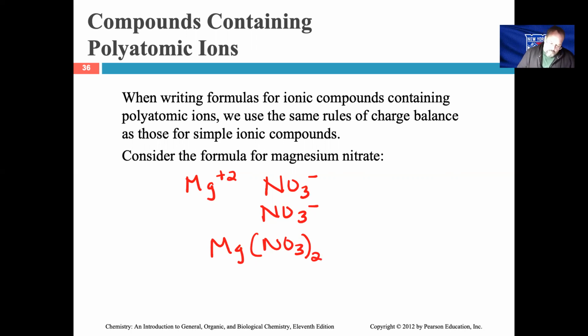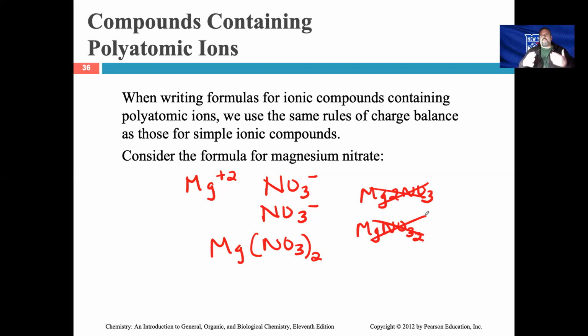All right. What you can't do is you can't stick a 2 in front of the NO3 in between there. Absolutely not. And if you think about it, the reason why you need parentheses is because if you wrote something like this, I would interpret that as MgNO32. And you definitely don't have 32 oxygens there.